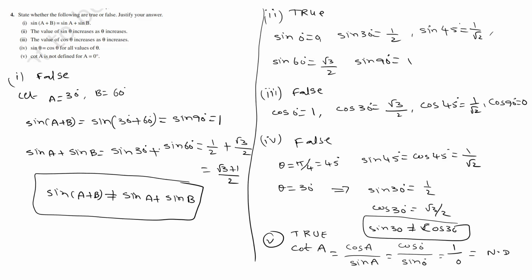So if we write it here: first one is false, second one is true, third one is false, and fourth one is also false. Fifth one will be true here.